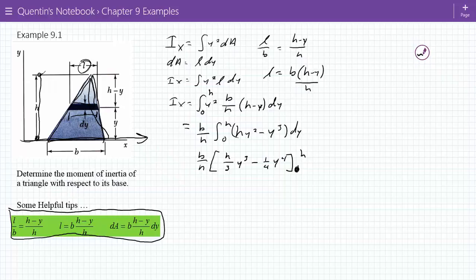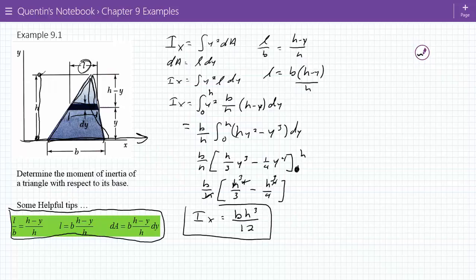And that gives you b over h times h to the 4th over 3 minus h to the 4th over 4, which gives you that Ix is 1/4. One of these cancels out with each one of these, and these become to the 3rd power. So you have bh cubed over 12. So Ix of this triangle is 1/12 bh cubed.